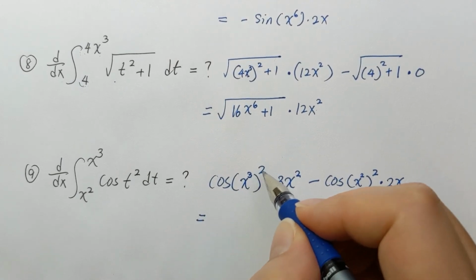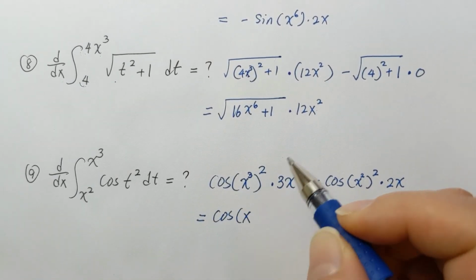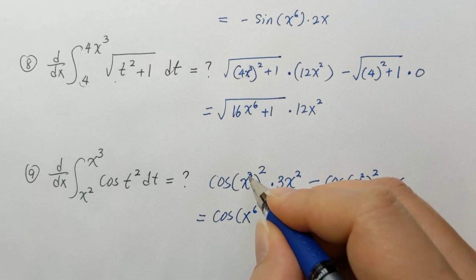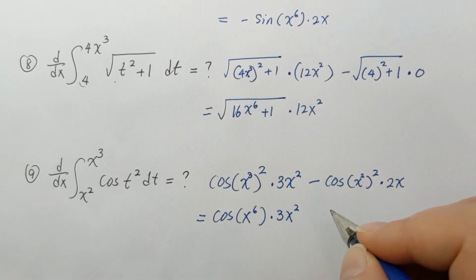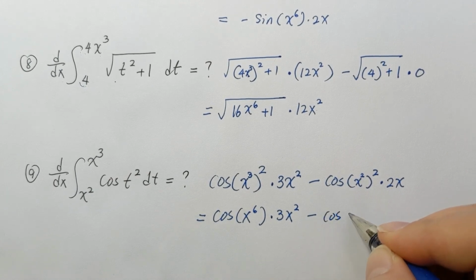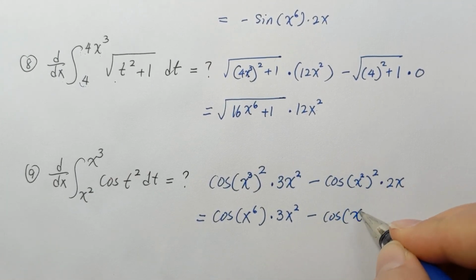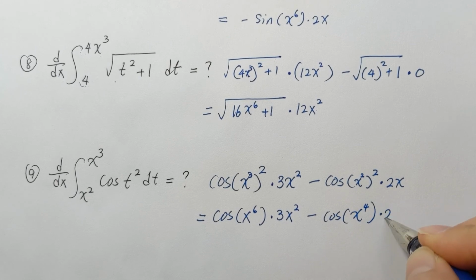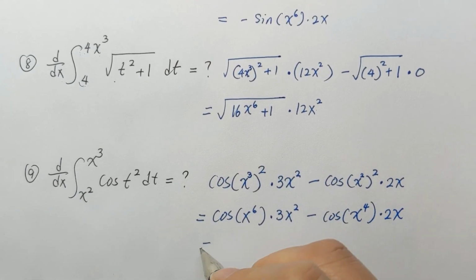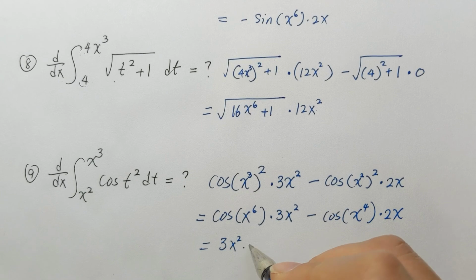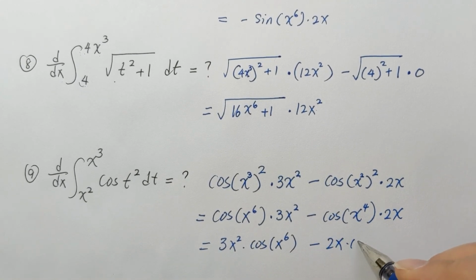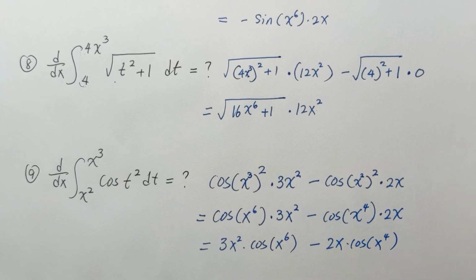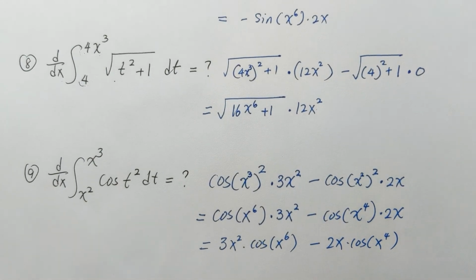Now we're going to get cosine x to the 6, because 3 times 2, and times 3x squared. And minus cosine, this is 2 times 2 is 4, x to the 4 and times 2x. You can swap the order: 3x squared times cosine x to the 6 minus 2x times cosine x to the 4. We finished question number 9.